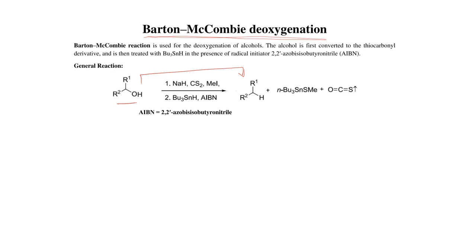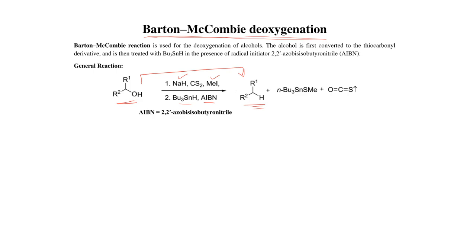How? Let's have a look at the reaction condition. The alcohol first reacts with carbon disulfide in the presence of sodium hydride and methyl iodide. It generates thiocarbonyl derivatives. These thiocarbonyl derivatives then react with the radical initiator azobisisobutyronitrile in the presence of tributyltin hydride, and as a result, thiocarbonyl derivatives are converted into alkane.